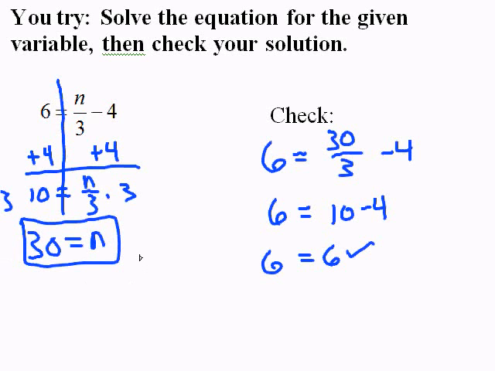Okay, I went ahead and worked it out. You should have added 4, then multiplied both sides by 3, giving you n equals 30. And you'll find that in the end, when you substitute 30 back in for n, the solution does check out.